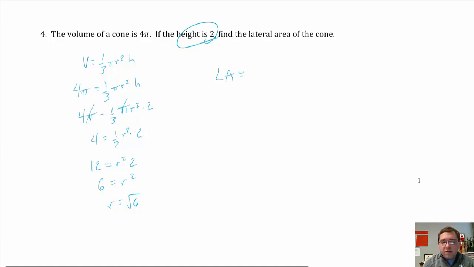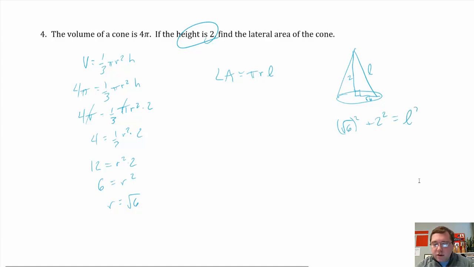Find the lateral area. The lateral area of the cone is pi r L. We've got r. We don't have L. So let's think about our cone. It would help to draw it out. We've got the radius of the base, which is radical 6. It's perpendicular to the height of the cone, which is 2. And we've got the slant height L, which is the hypotenuse. So let's use the Pythagorean theorem. Radical 6 squared plus 2 squared equals L squared.